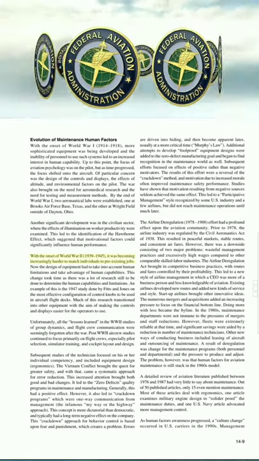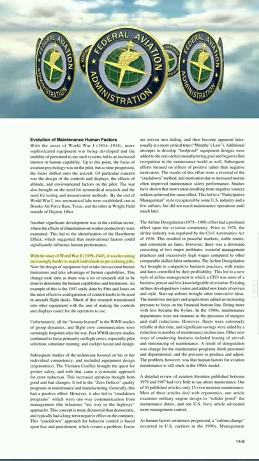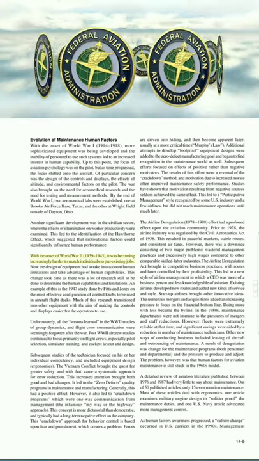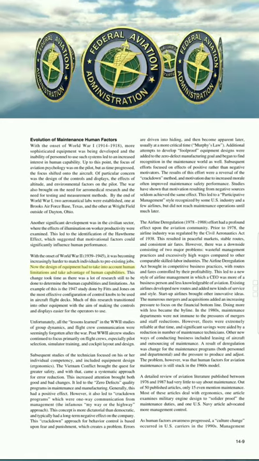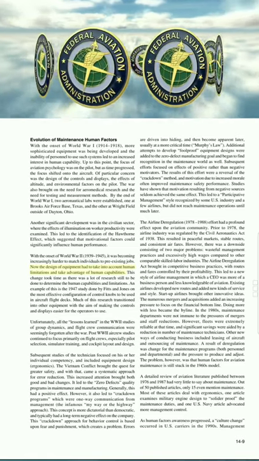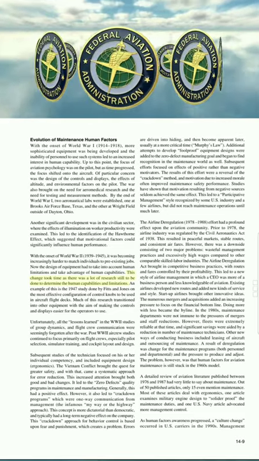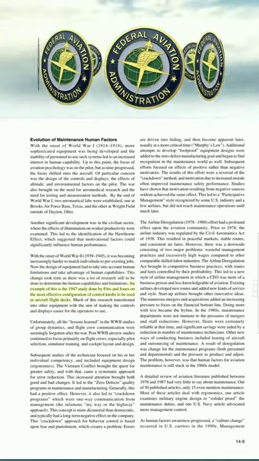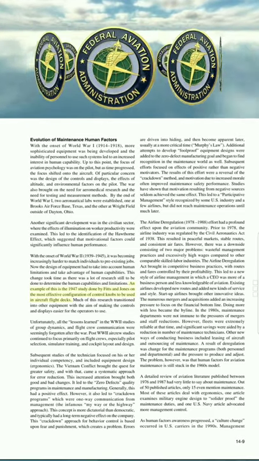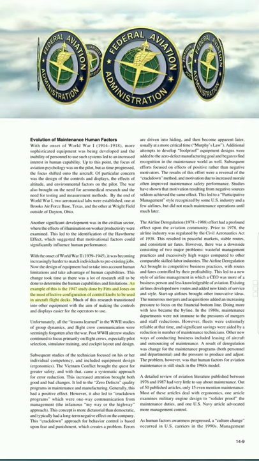With the onset of World War II, 1939-1945, it was becoming increasingly harder to match individuals to pre-existing jobs. Now the design of equipment had to take into account human limitations and take advantage of human capabilities. This change took time as there was a lot of research still to be done to determine the human capabilities and limitations. An example of this is the 1947 study done by Fitts and Jones on the most effective configuration of control knobs to be used in aircraft flight decks.